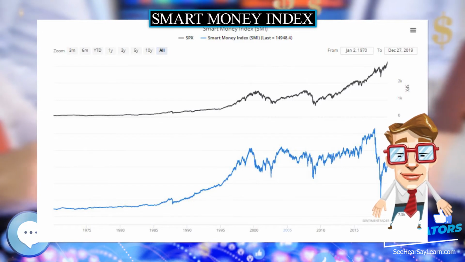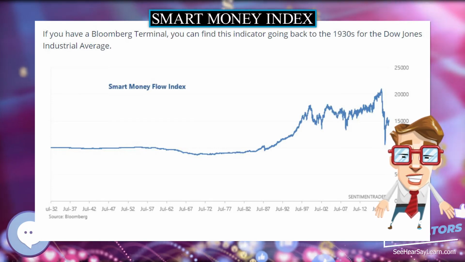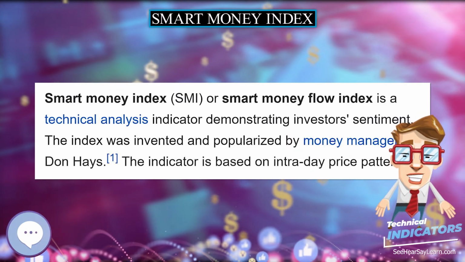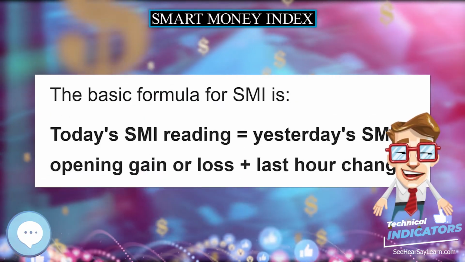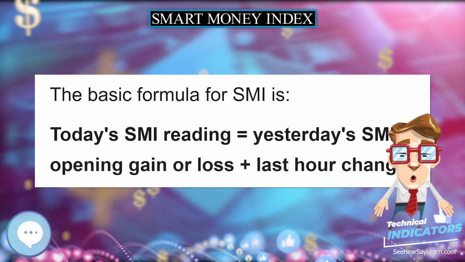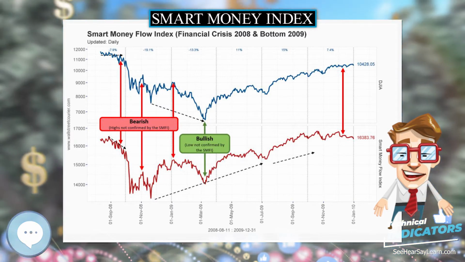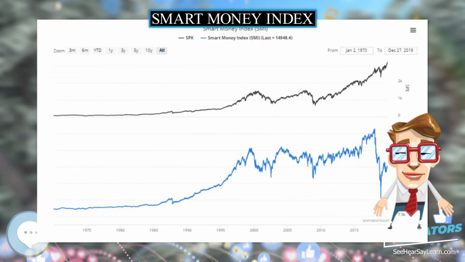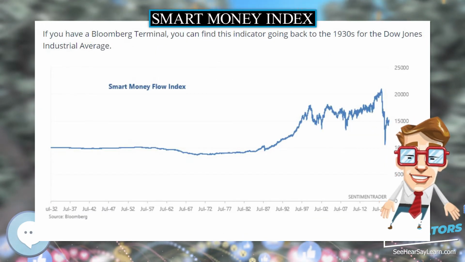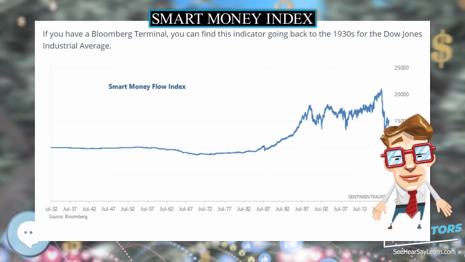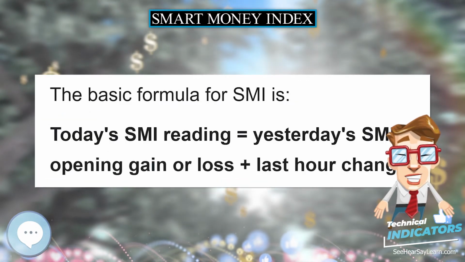Basic formula. The basic formula for SMI is: today's SMI reading equals yesterday's SMI minus opening gain or loss plus last hour change. For example, the SMI closed yesterday at 10,000. During the first 30 minutes of today's trading, the Dow Jones has gained a total of 100 points. During the final hour, the Dow Jones has lost 80 points. So, today's SMI is 10,000 minus 100 plus minus 80 equals 9,820.